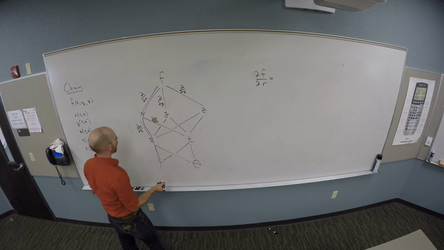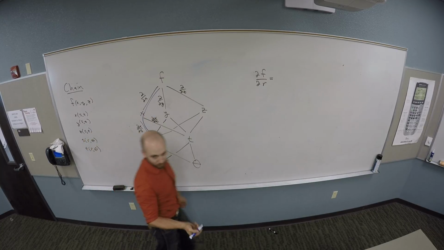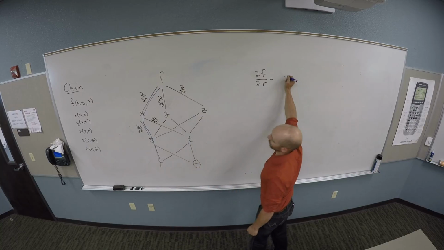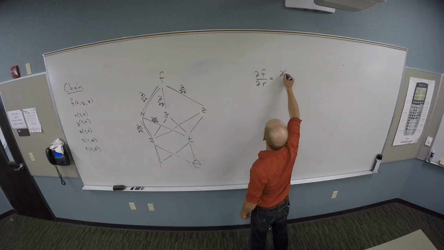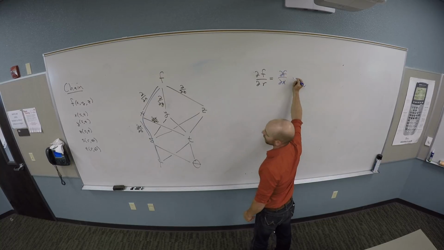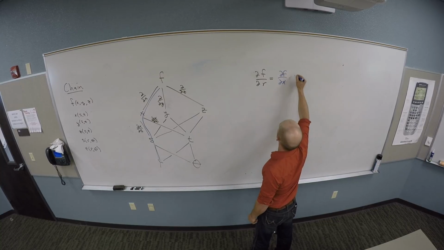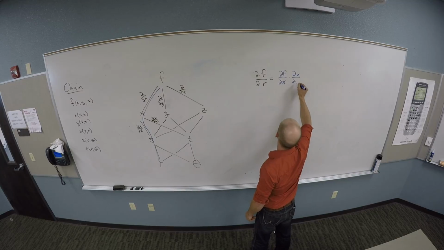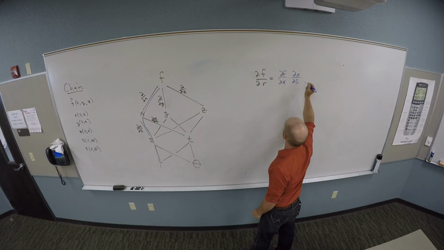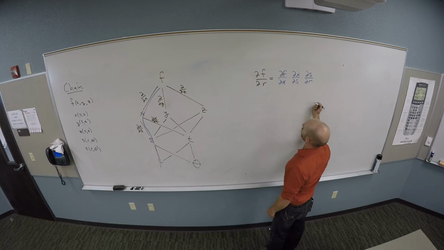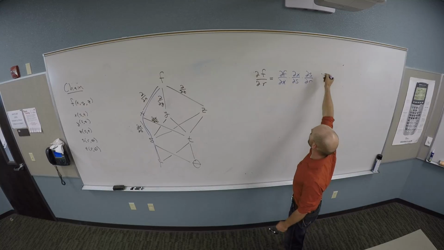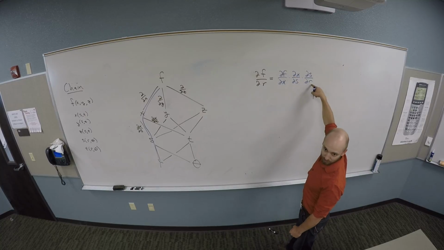Okay, so there's a path to r. One of them. What do I write the blue path down as? Partial of f with respect to x, multiplied by partial of x with respect to s, multiplied by partial of s with respect to r. Perfect. So if I thought about canceling, I get the partial of f with respect to r.